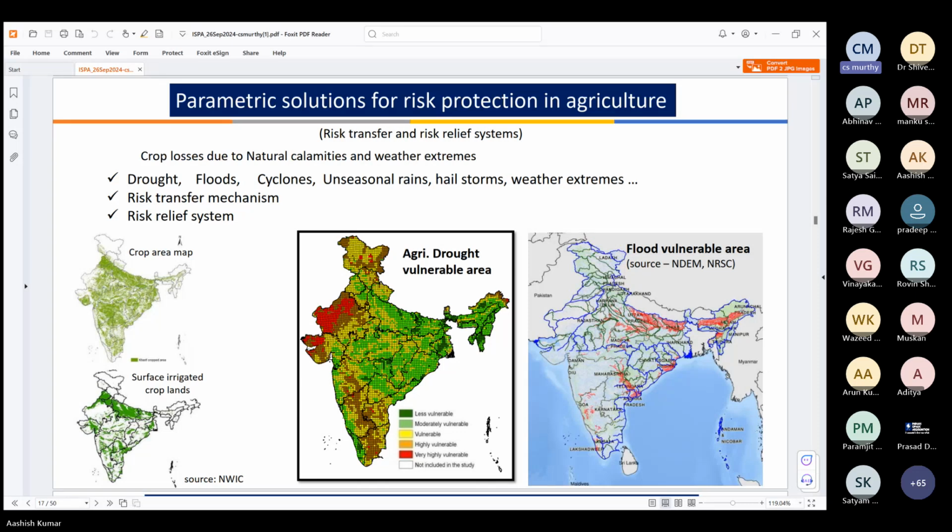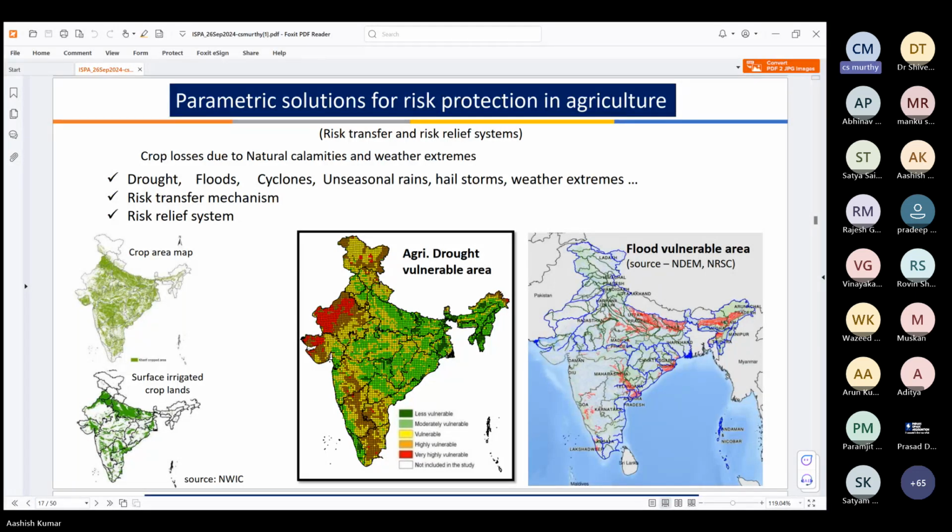Today, we have two risk management mechanisms in the country. One is the risk transfer mechanism, that is from the insurance perspective. Another is the risk relief perspective, the risk relief system through NDMA, where we have NDRF funds and SDRF funds. So largely, these two mechanisms are now in place. But there is a lot of scope to improve and strengthen these mechanisms, to make them more sustainable.